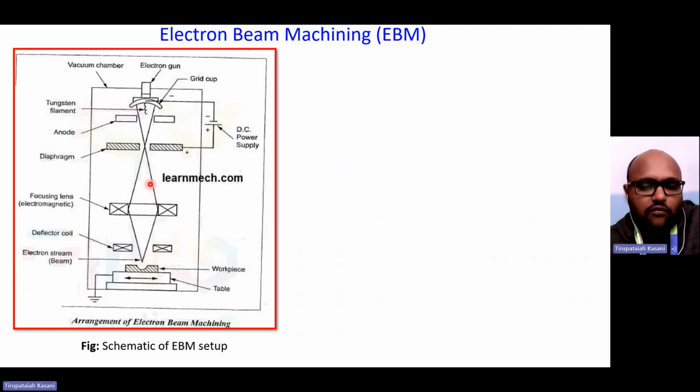That is the reason why, to avoid the collision of air molecules with the electrons produced from this gun, all the setup will be kept in a vacuum chamber. Okay, that is not at zero absolute vacuum, but it is much less than the atmospheric pressure, so that it avoids the collision of the air molecules with the electrons. That is the primary reason.